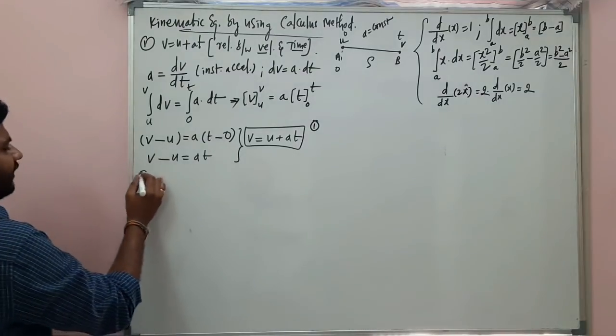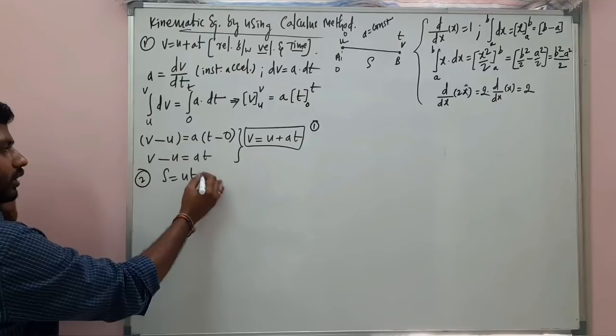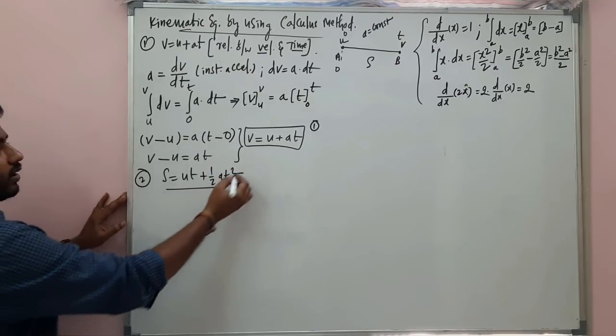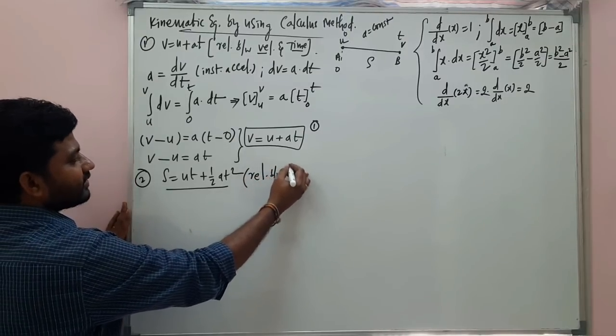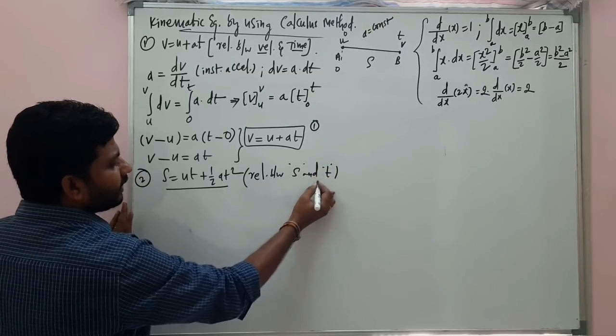Now, second equation, let's derive the second equation. What is the second equation? S is equal to ut plus half at square, and this is the equation we call the relation between displacement and time. Relation between displacement and time.